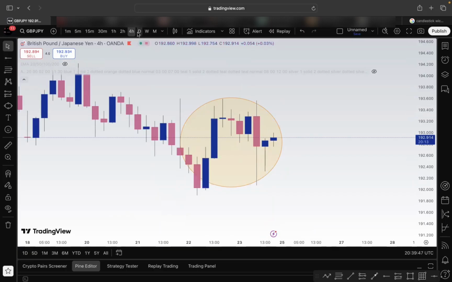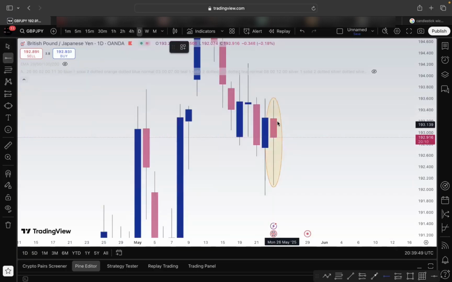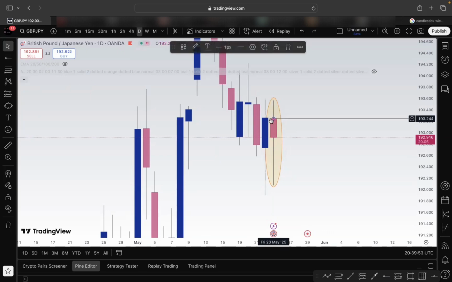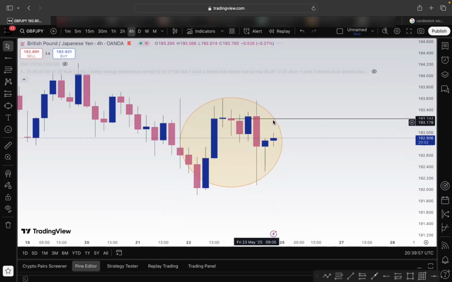Let me go back to the daily, and the opening is here. This candle opened today at 12 a.m. And then on the 4 hour, when I draw this out, the opening was somewhere here. So at 12 a.m. price was currently here, which means at 12 a.m. this particular candle was a bullish candle.